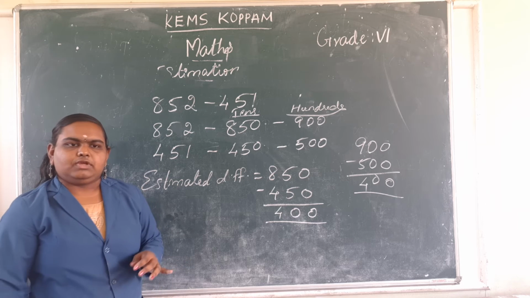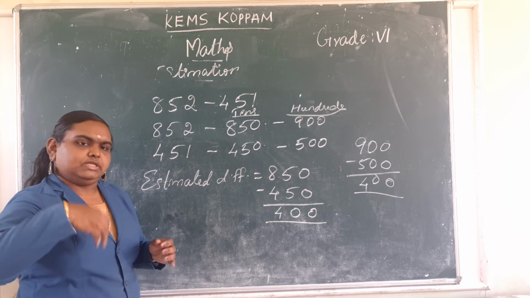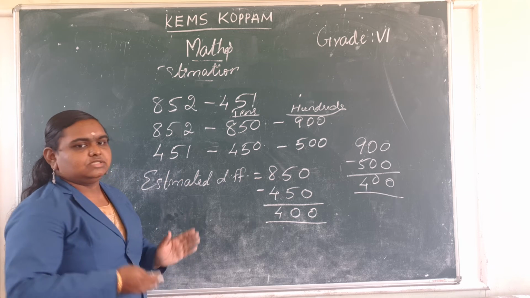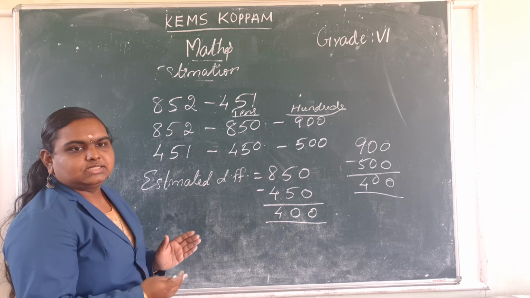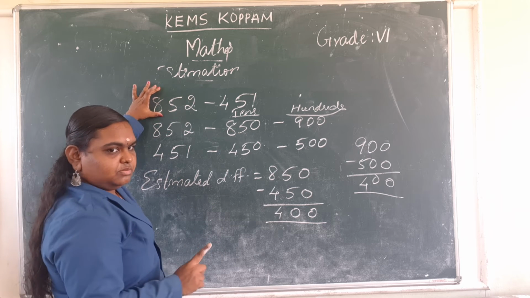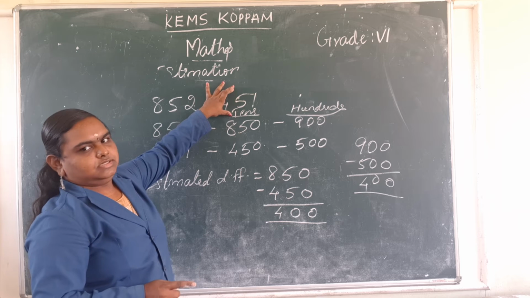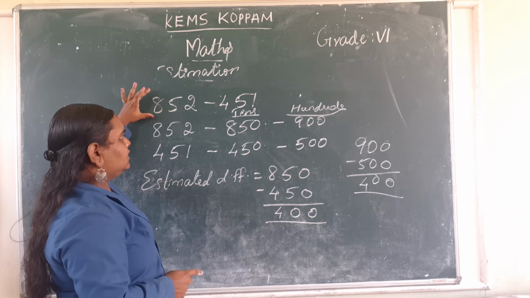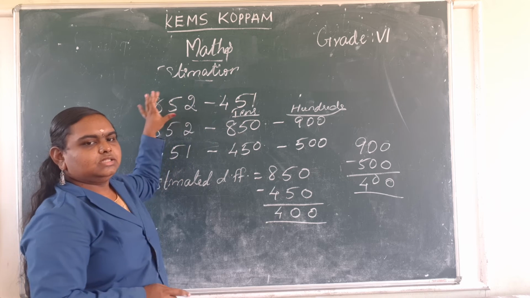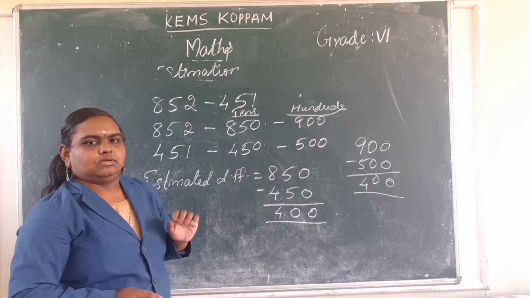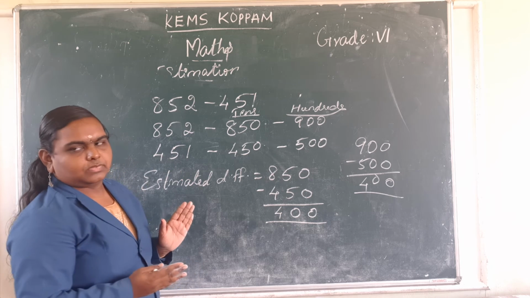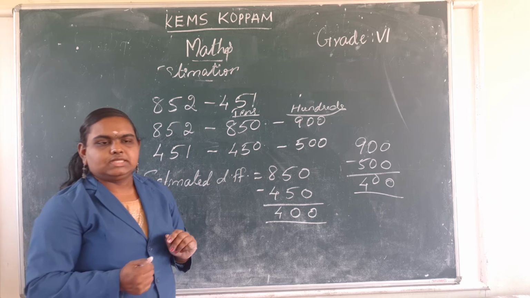If you are taking any nearest number, you can take nearest to hundreds, nearest to tens, or nearest to thousands. But if you are taking tens for the first number, the second is also tens. If you are converting nearest to hundreds, this one also nearest to hundreds. If you are taking thousand, this one also thousand. The two numbers should be the same. Is it clear now? Is there any doubt?